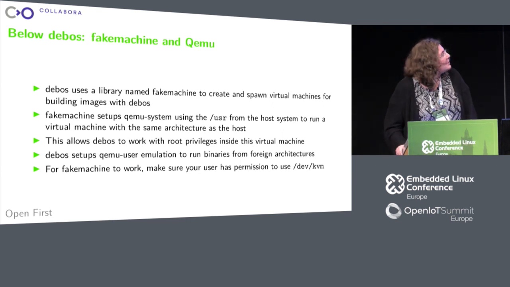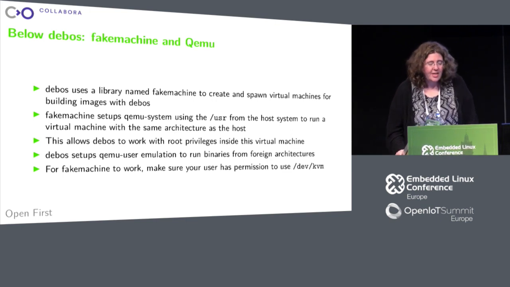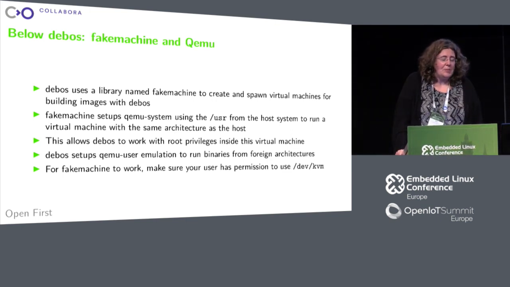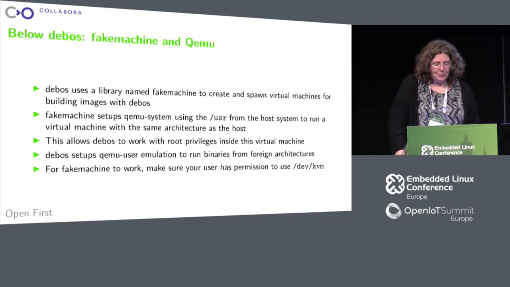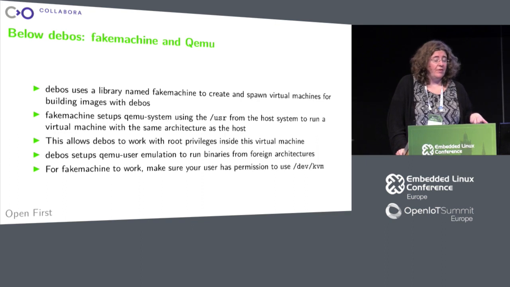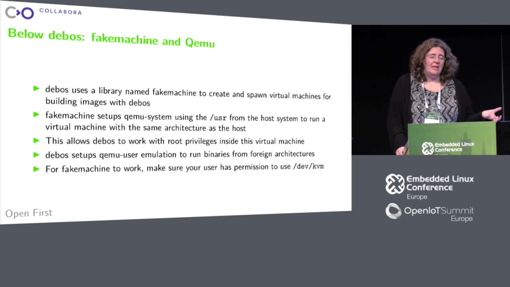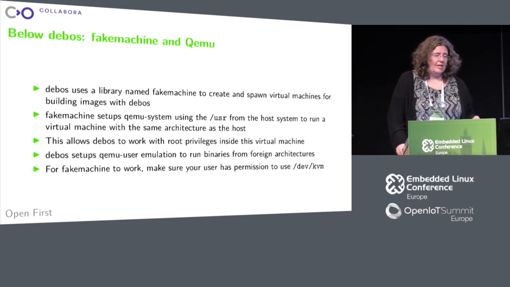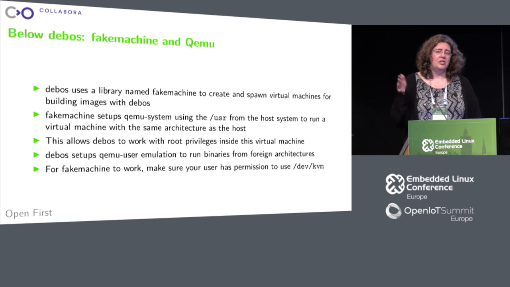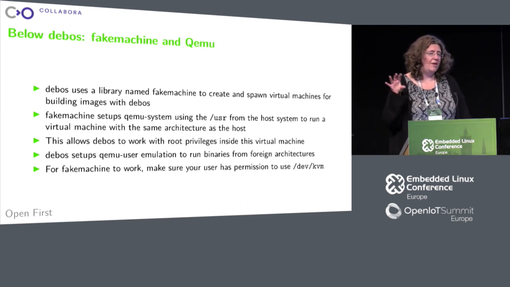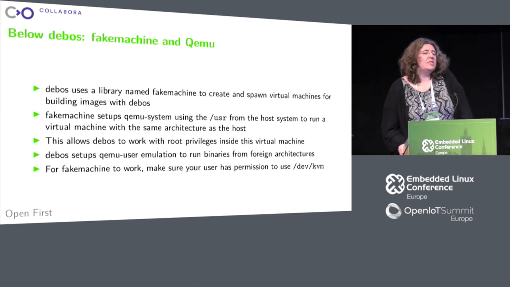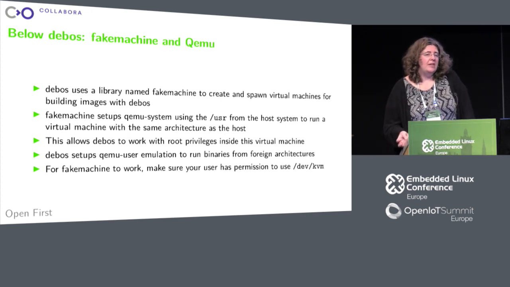This is maybe the most complicated slide of the whole presentation. DevOps is using something called fakemachine under the hood for allowing you to use DevOps without being root, and also for setting up QEMU so you are able to create images for architectures that are not the one in your host machine. So fakemachine is going to create and spawn virtual machines, setting up a QEMU system using the /usr from your system. Once you have that, DevOps is going to use QEMU user emulation for being able to run binaries of foreign architecture.